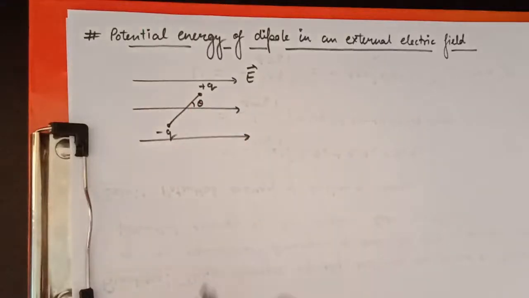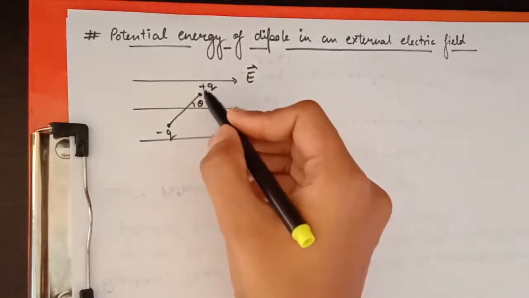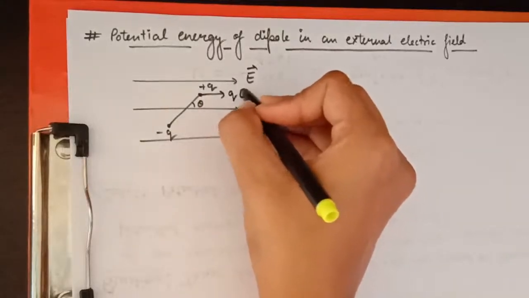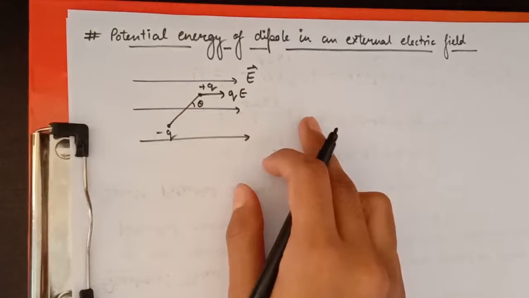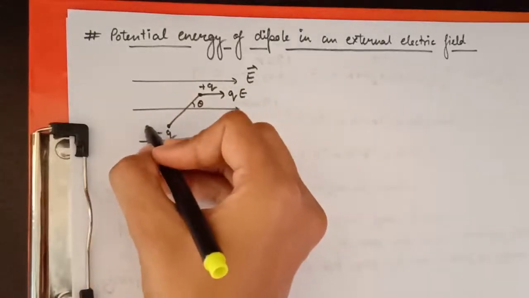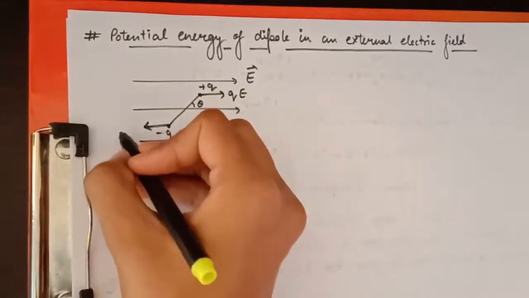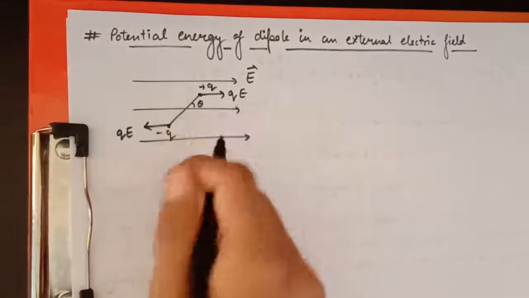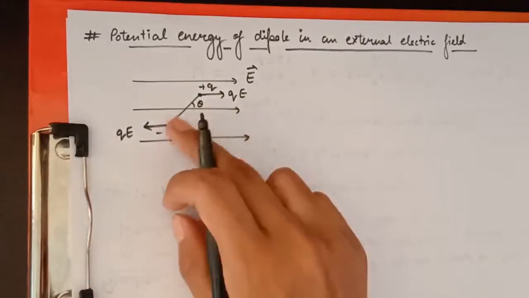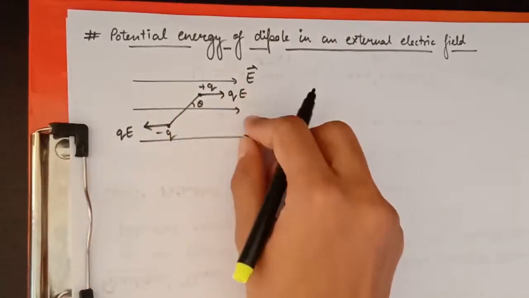So the force on this side will be Q into E, and it will be along the direction of E, and similarly the force on this negative charge will be like this. The magnitude of this will also be Q into E, but the direction of this force will be opposite to the electric field.